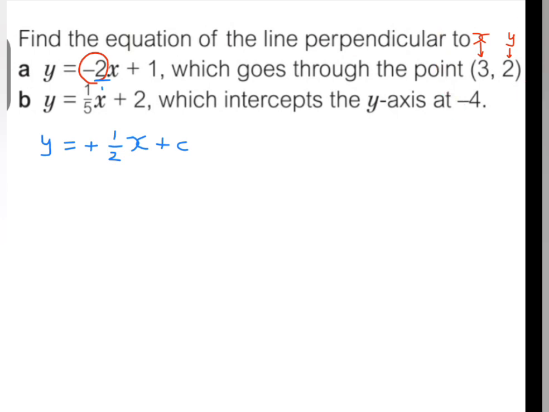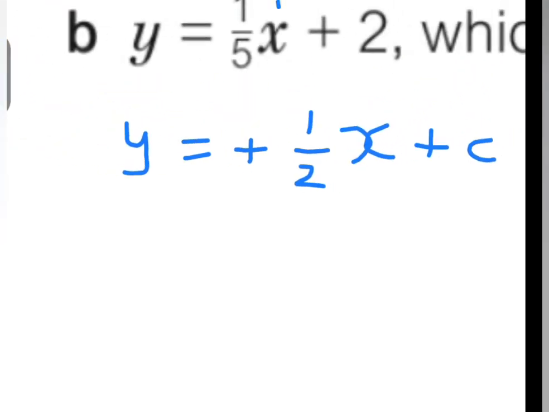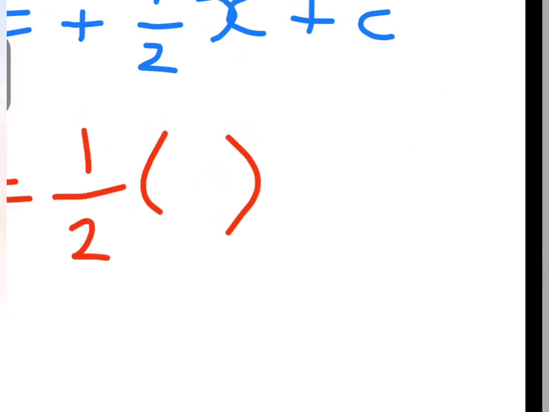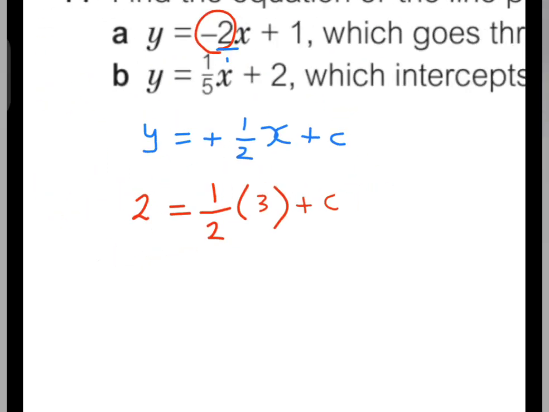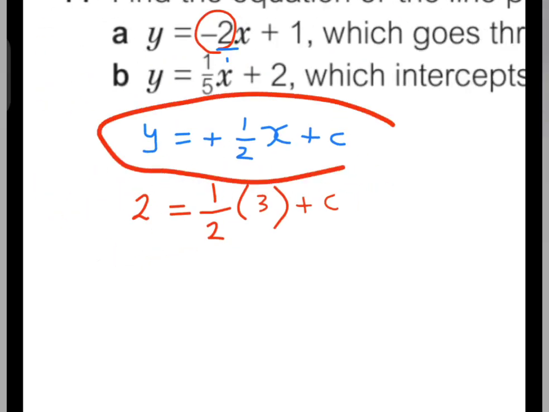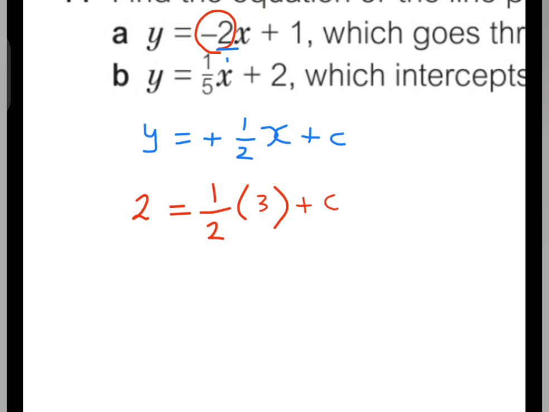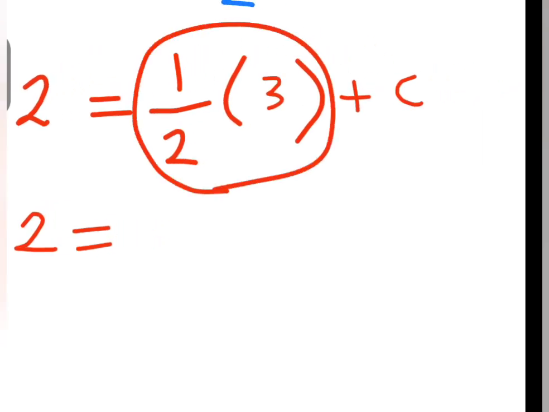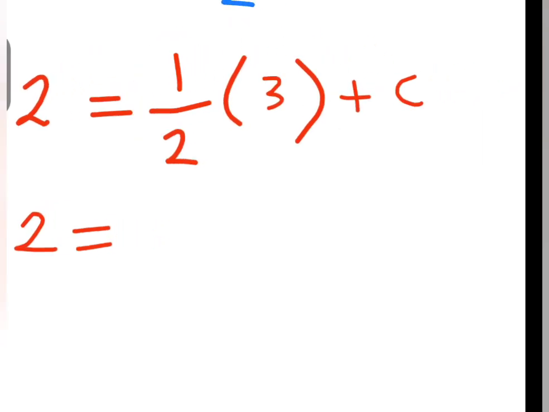Now, what do we do? First thing we do, we fill the gaps. y is 2 equals half of x, and we said x is what? Very good, x is 3. We put 3 here, and then plus c. And remember, we're trying to find c, so we can write the equation of the line. Now here, we write again 2 equals, what's half of 3? You can do this by the calculator, and it will give you 1.5.